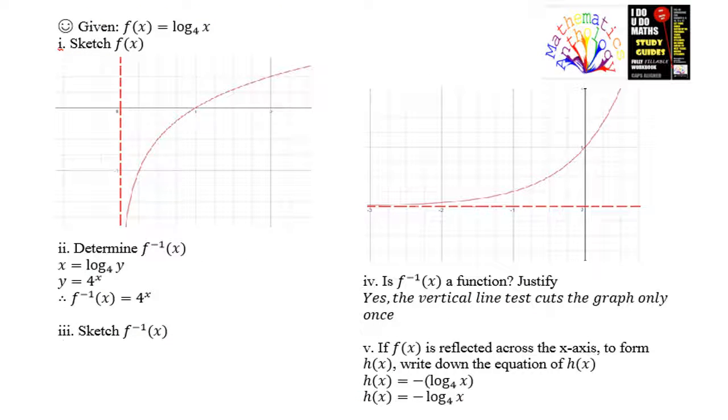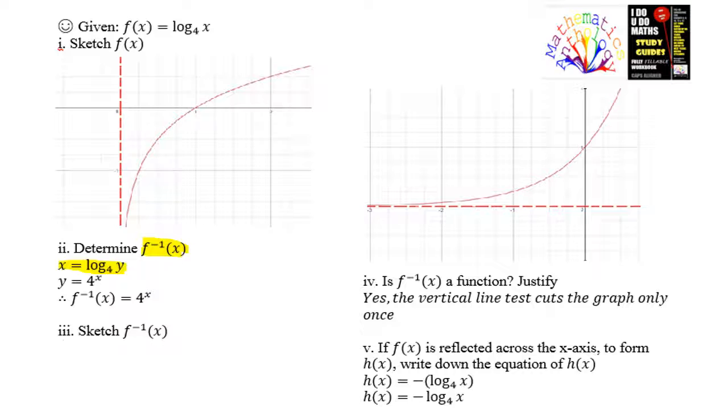The next one, we're given f of x is equal to log x base 4. We need to sketch this graph. You can use the table method again and you can sketch this graph. Done. Determine f inverse x. So remember, for inverse, you need to swap x and y first. So instead of y equals log x base 4, it will now become x is equal to log y base 4 here.